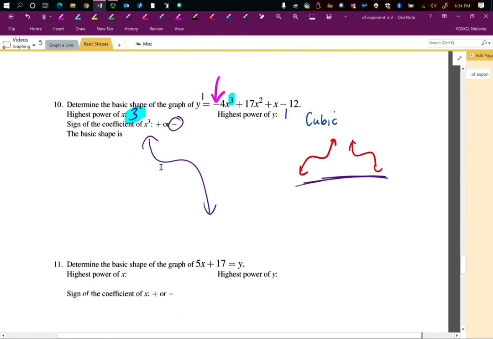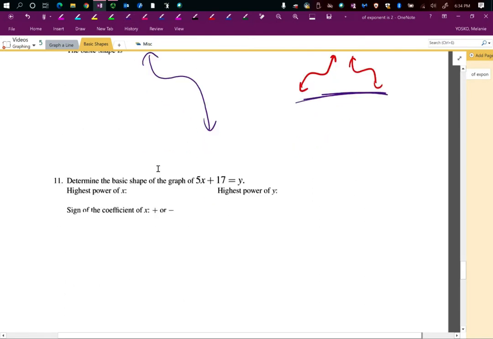Let's do another one. Determine the basic shape of the graph of 5x plus 17 equals y. So highest power of x, we look right here, this is the only x term we have. We see the exponent there is the number 1. Highest power of y, there is one term with a y right here. No exponent is given, right? So there's an understood 1. Highest power of y is 1.